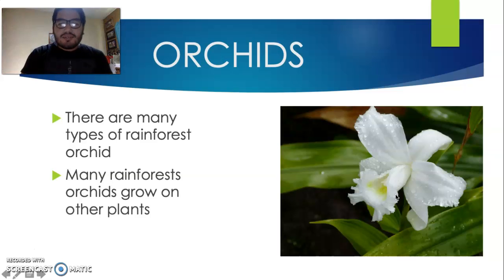Orchids. This is very common. There are many types of rainforest orchids. This is the common one. Many rainforest orchids grow on other plants. They don't have raíces. Sorry, I forgot the word. Las raíces. They don't have their own. They depend on the other plant, for example, a tree.